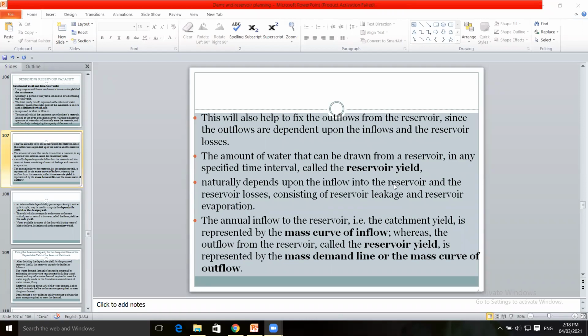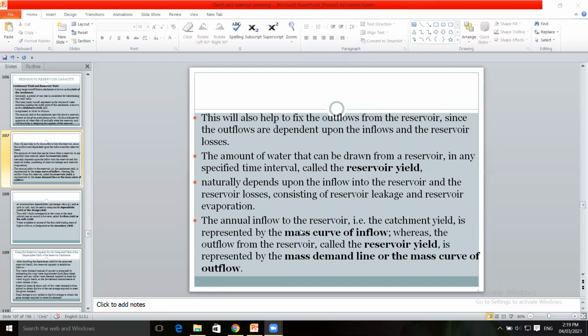How much inflow has occurred, and after the inflow, how much loss has occurred in the reservoir. There are various types of reservoir losses, such as evaporation losses and losses due to leakages. The quantity of water in the reservoir may be reduced. It depends upon the reservoir losses.